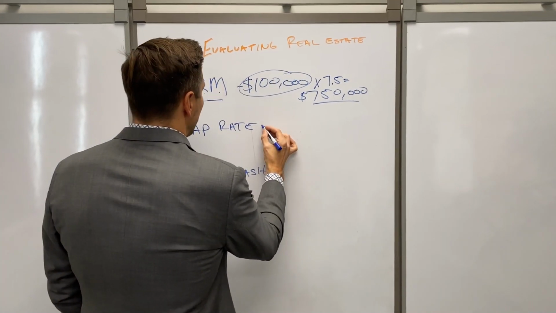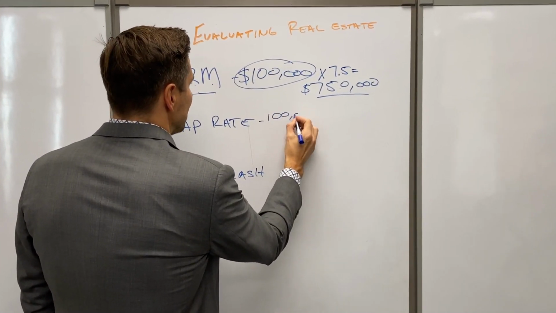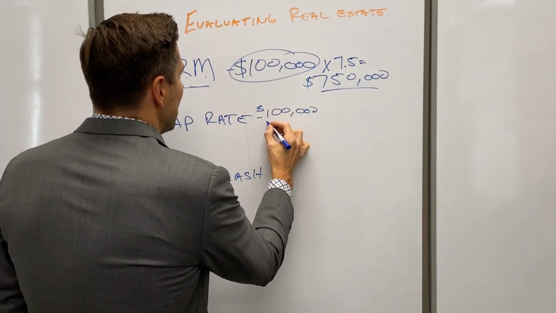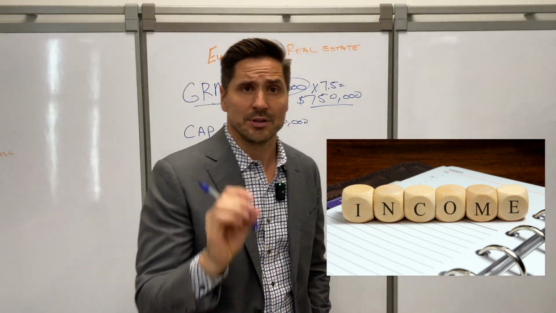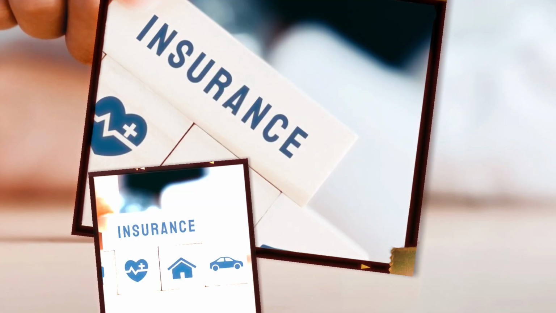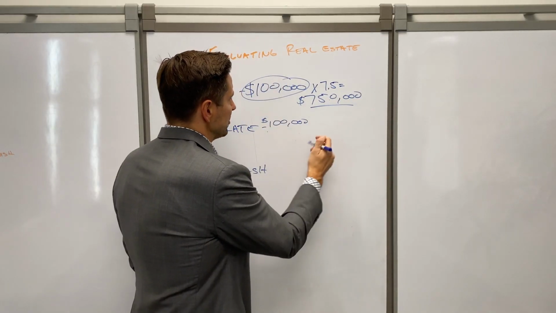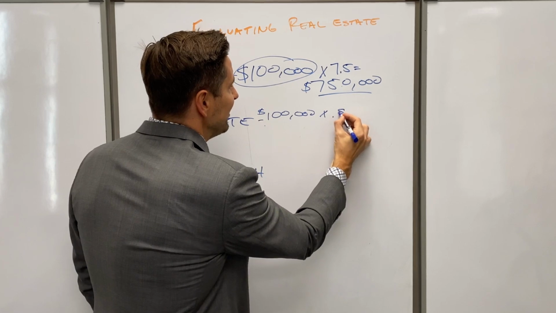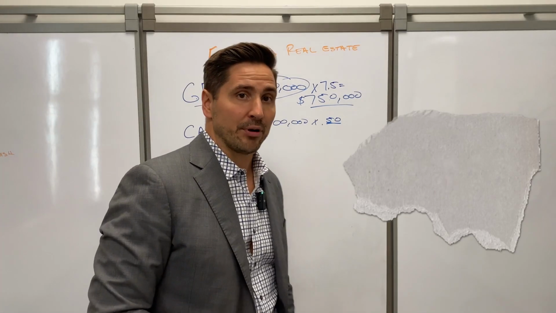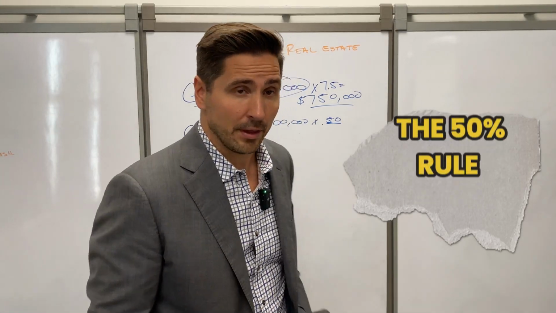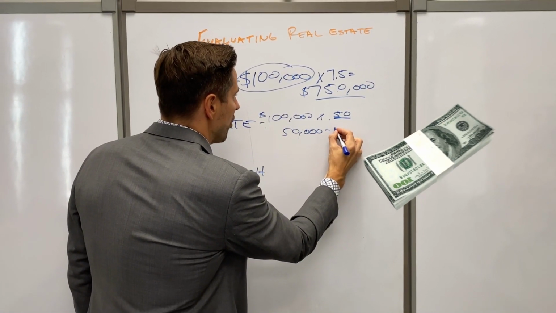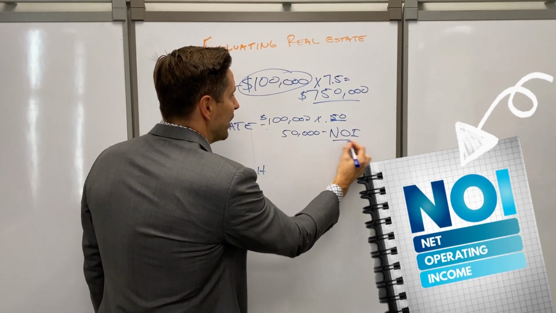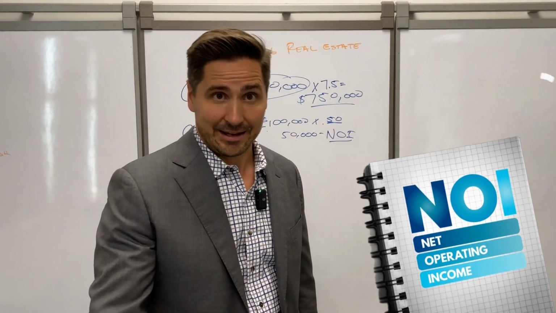Let's say our income right here is $100,000, okay? Now, what I'll tell you about that income is usually in Champaign-Urbana, we take in taxes, insurance, maintenance, management, all the different expenses you'll pay. Usually your expenses will be about 50% of that property. That's called the 50% rule. You'll get $50,000. Now, this is what we call our NOI, your net operating income.